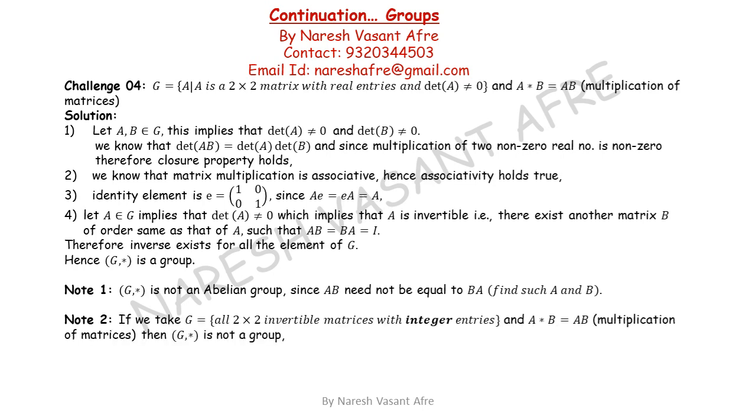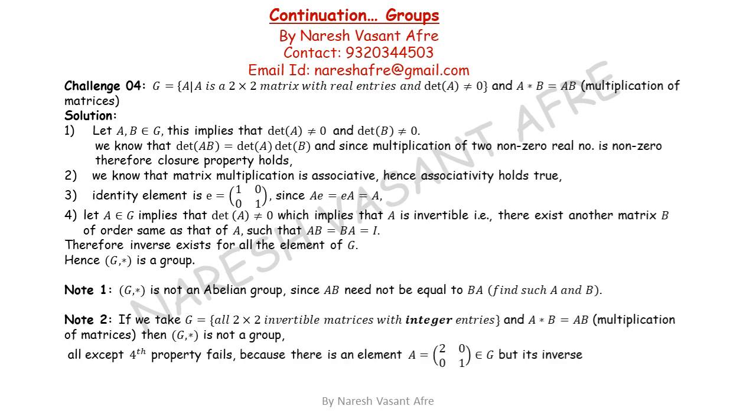Also note one more thing. If we take G as the collection of all 2 cross 2 invertible matrices with integer entries, then this G is not a group because it does not satisfy the fourth property, that is, an inverse element does not exist for every element lying inside this G. For example, if you pick up A to be 2 0 0 1, then this A is going inside G, but its inverse is half 0 0 1. This does not belong to G because G contains all 2 cross 2 matrices with integer entries. So this does not form a group.